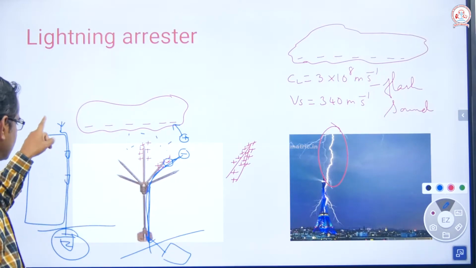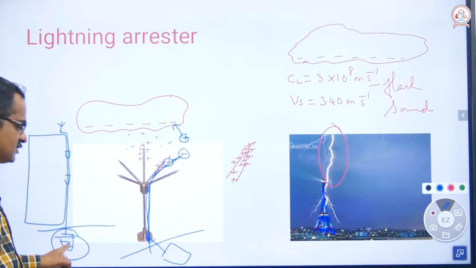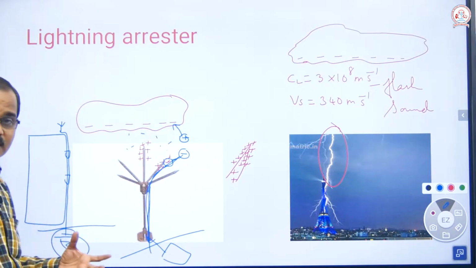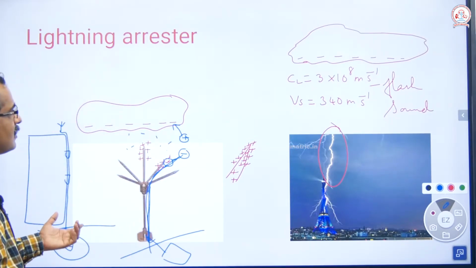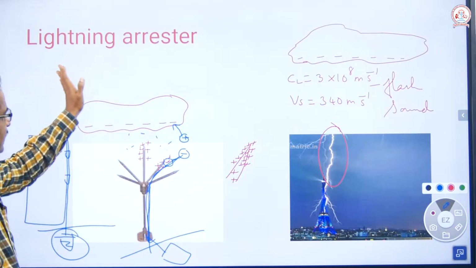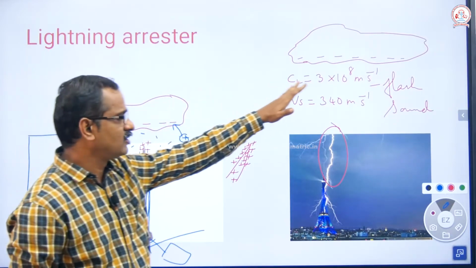Through the lightning arrestor, the charge goes to the earth, because earth is a good absorber of current. So this is how a lightning arrestor works when a charged cloud is coming close.